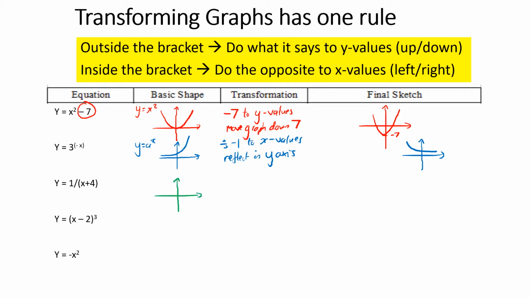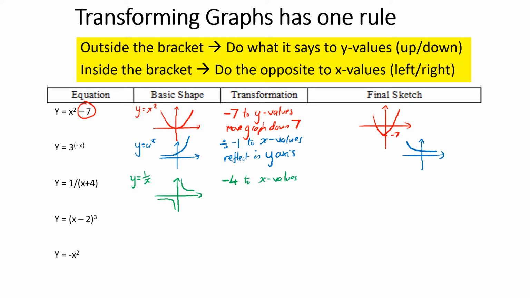1 over, and then bracket x plus 4. Which basic graph shape is this? This is basically 1 over x. What does 1 over x look like? It's that funky customer. Okay, what have we done different? Well, this is x plus 4 inside a bracket. Inside the bracket, do the opposite to the x values. So we're not going to add 4 to the x values, we're going to minus 4 to the x values.